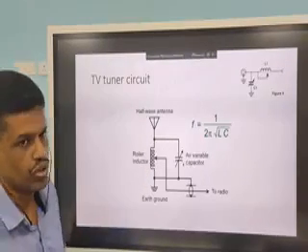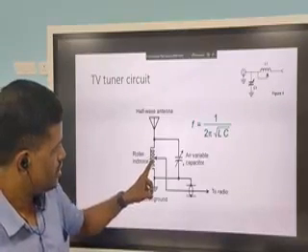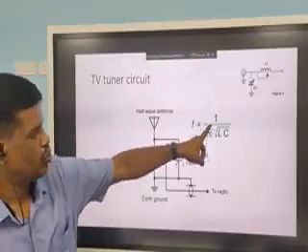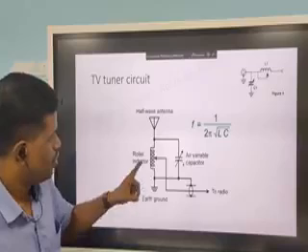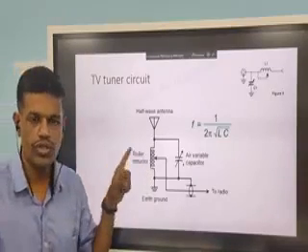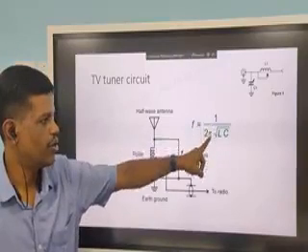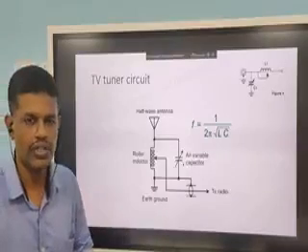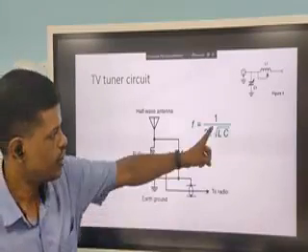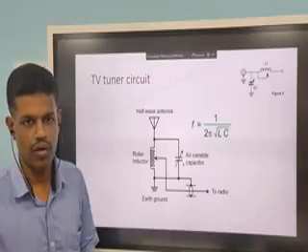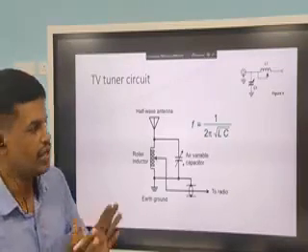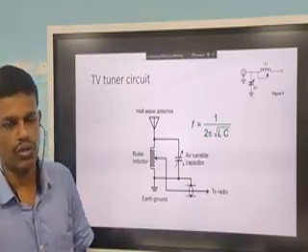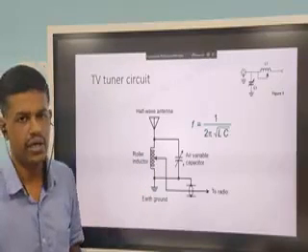This is a tuner circuit. Here we have an inductor and a capacitor. The resonant frequency of this circuit is 1 by 2 pi root of LC. This will allow only those signals whose frequency is equal to 1 by 2 pi root of LC. Other frequencies are rejected. For other frequencies, current is very less. For this frequency, current is maximum. Of course, it will allow some more frequencies very near to this frequency, but beyond that, other frequencies are not allowed. So this is the principle of a tuner circuit.